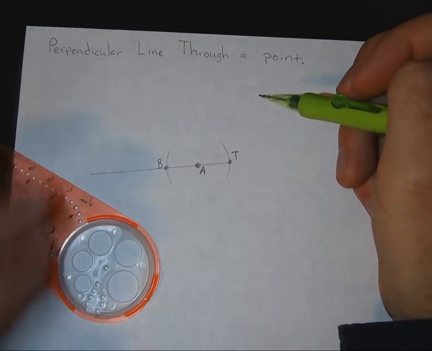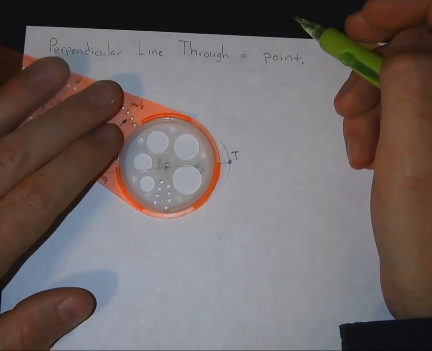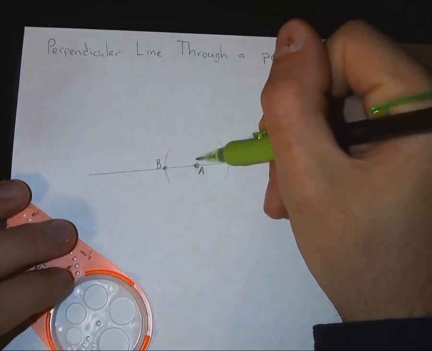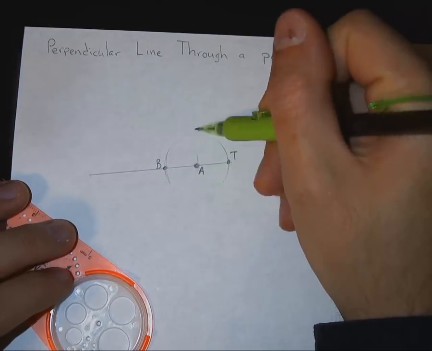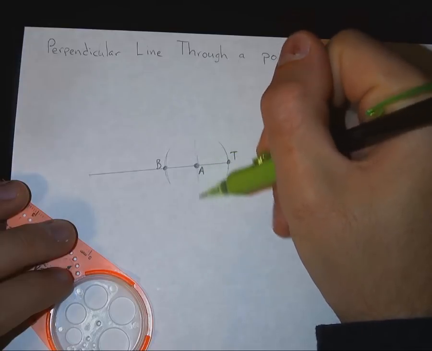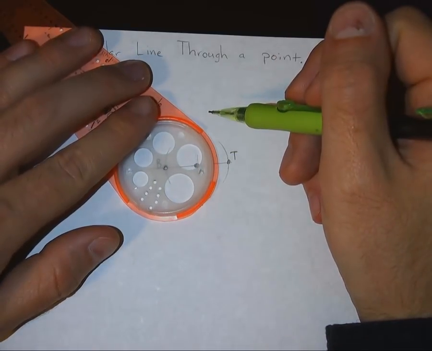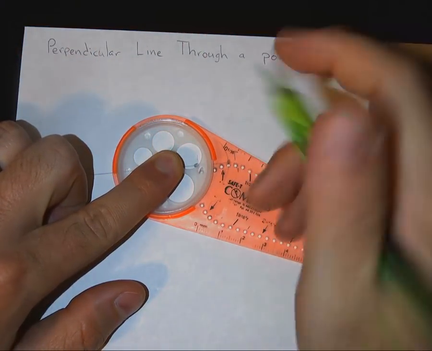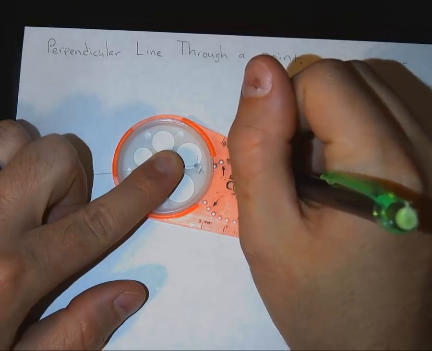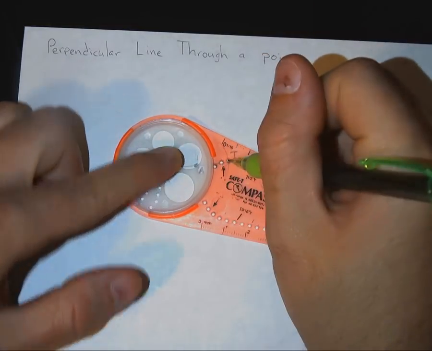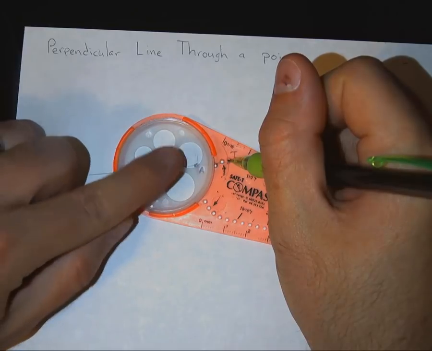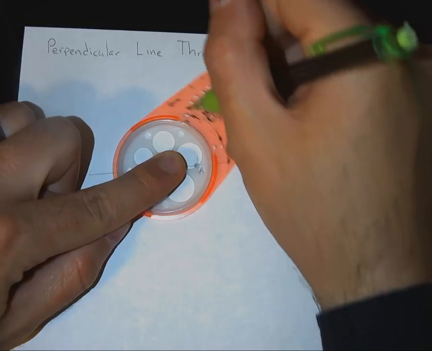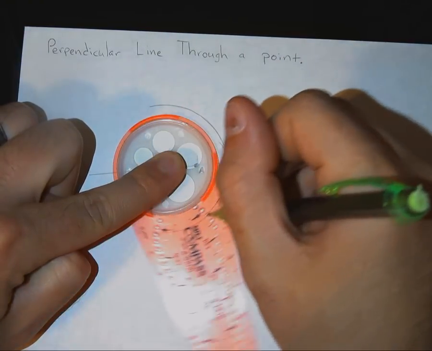Alright, next we need to draw another circle with the center on B, but it needs to go past the point A. Again, I want to get a perpendicular line through A here. So I'm actually going to jump over to my bigger circles, but not too big. If you want to, you can go all the way out to point T. It doesn't matter to me, so why not just do that? We'll start again, center on B, and circle out to T. Now I'm going to draw just a semicircle, not the whole thing.